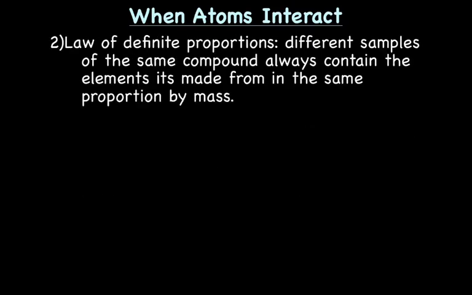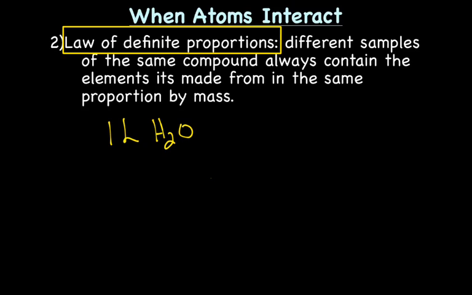And the last topic for today is the law of definite proportions. The law of definite proportions says that different samples of the same compound always contain the elements it's made from in the same proportion by mass. What that's trying to say is that if we had 1 liter of water, 11.19% of that would be hydrogen.